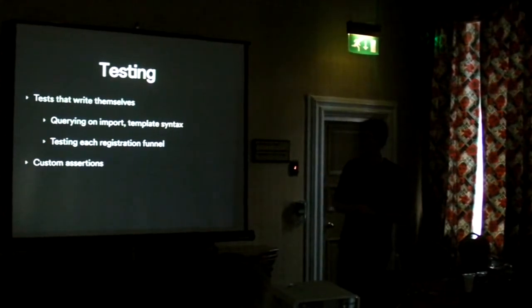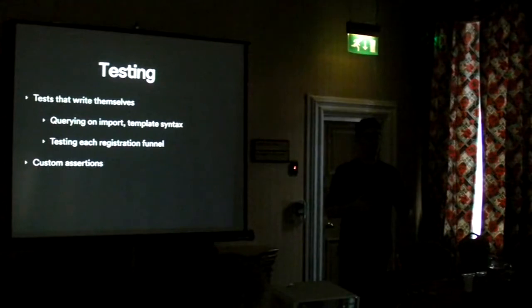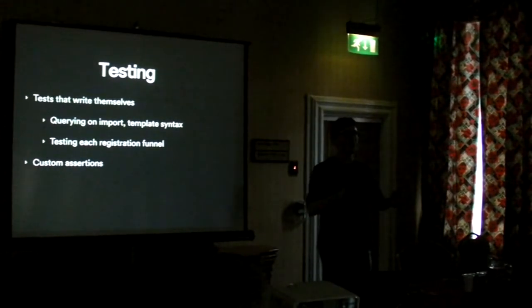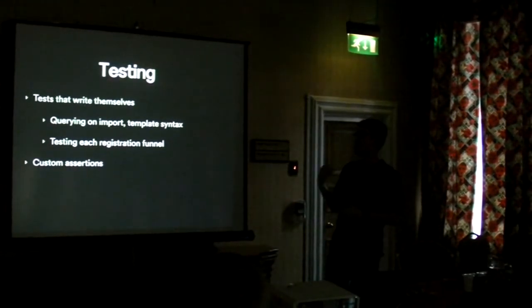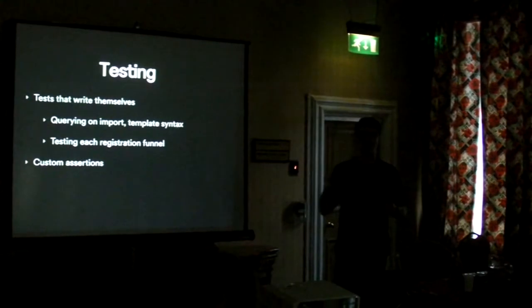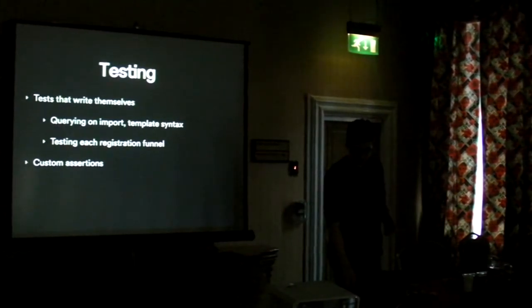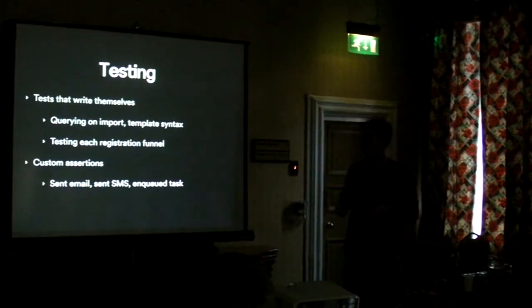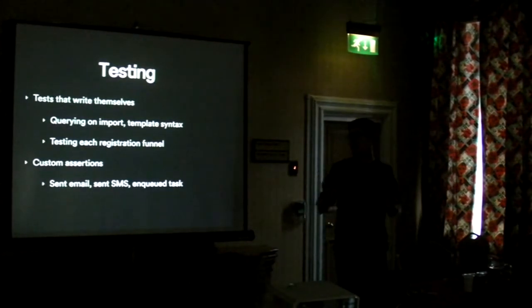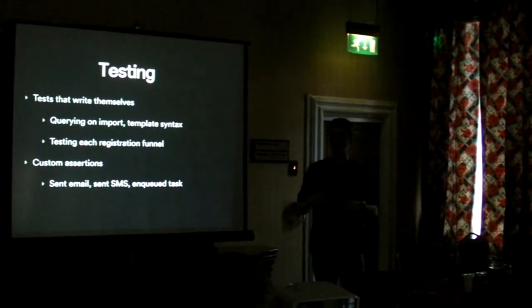And the other thing here that we do a lot of is custom assertions. There's lots of assertions built into unittest, and obviously you can write them for PyTest if you're using PyTest. But unittest provides assertions for working with the standard library, and Django adds a few for working with Django types. We have added even more. We've got things like assert sent email, or assert sent SMS, or assert enqueued task. And these are really valuable.